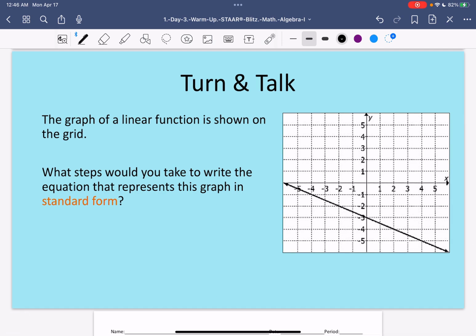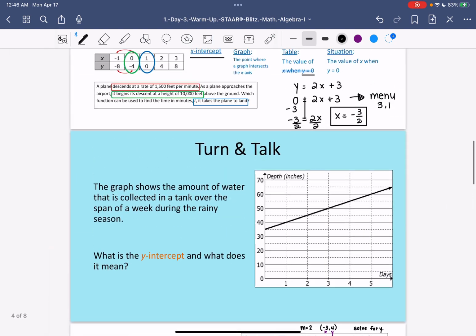The graph of a linear function is shown on the grid. What steps would you take to write the equation that represents this graph in standard form? So we're not going to turn and talk. We're going to talk about it again. Like we're going to do this question again. So again, in order to change to standard form, you must know the slope-intercept form. So in the slope-intercept form, our b value is -3, and our slope again is -1/2. I wonder, did I mess up on that one?